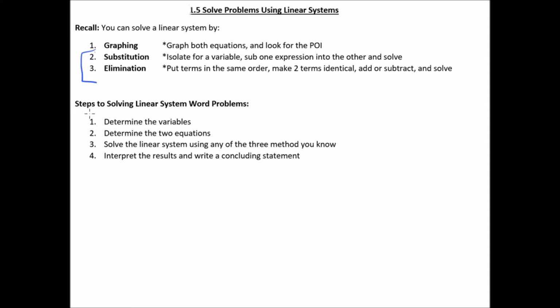Okay, so here are some steps of solving linear system word problems. So first of all, we have to determine the variables and write basically let statements. And then we have to determine the two equations. And then we're going to solve them using any of these three methods. Again, for me, I'm going to stick to substitution or elimination. And then what we're going to do, and this is the most important part, is we're going to interpret the results and write a concluding statement.